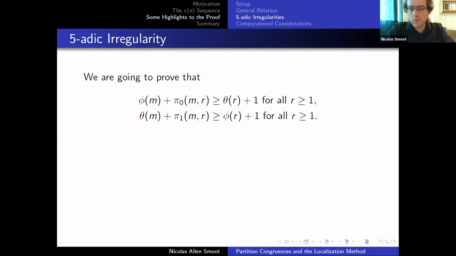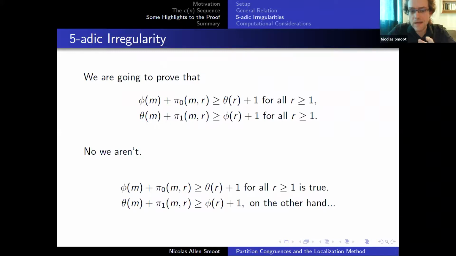So that's what you want to prove. You want to prove these here. So I have expressions for phi, theta, pi 0, and pi 1, and I want to prove these inequalities. And I can't do it. And this is where the real bizarre thing comes in handy. The first inequality I can prove. The second one I can't. Second one's wrong.